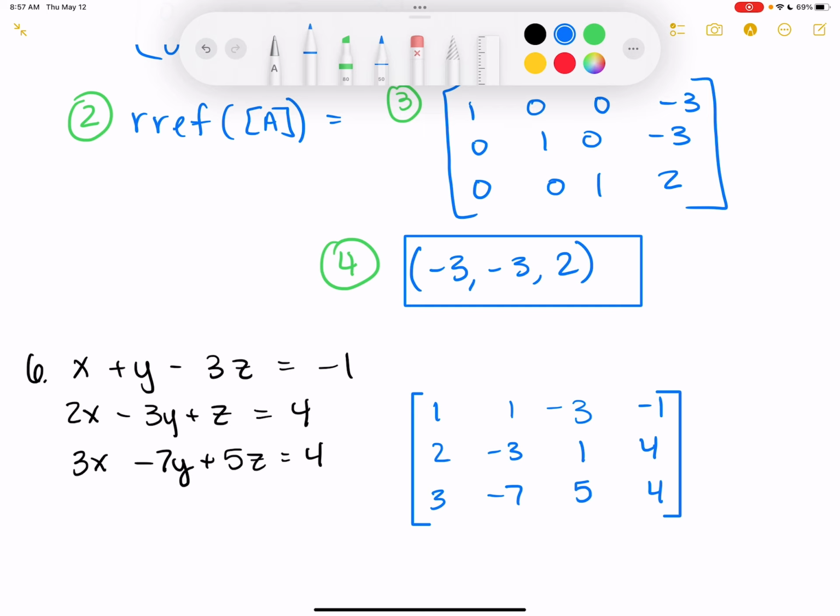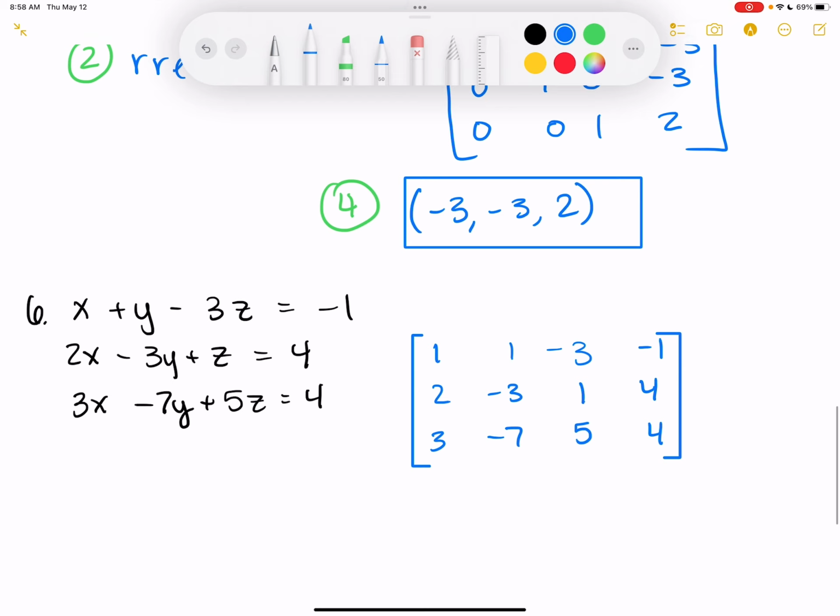All right, so this one, the instructions say to use elimination, but again, we're just using the matrix operation. So you have to just type it in again. Type that baby in. Oh, not a 1 by 1. Nope, 3 by 4.